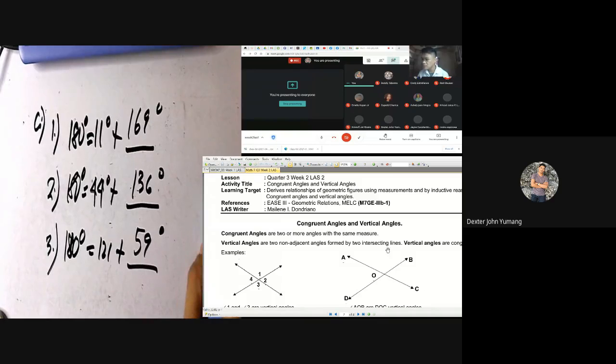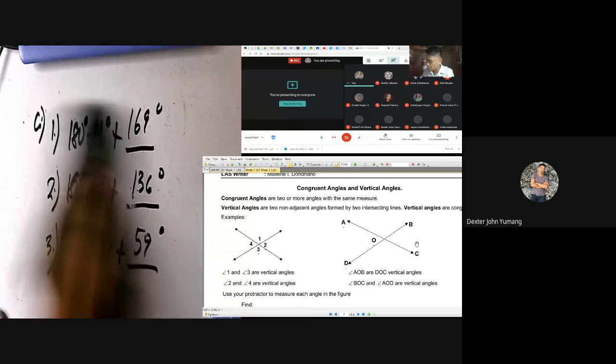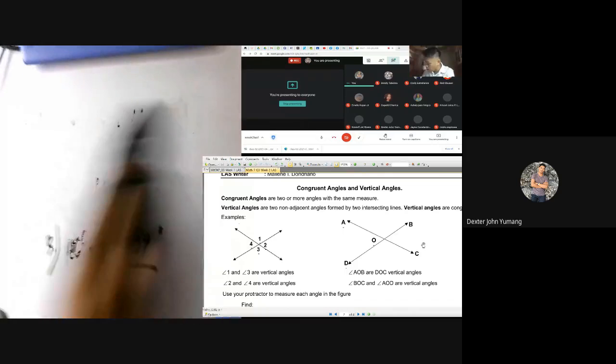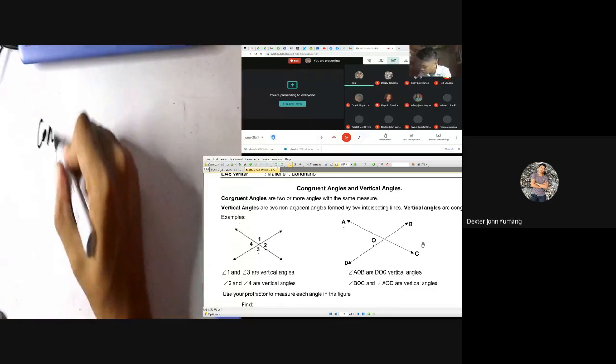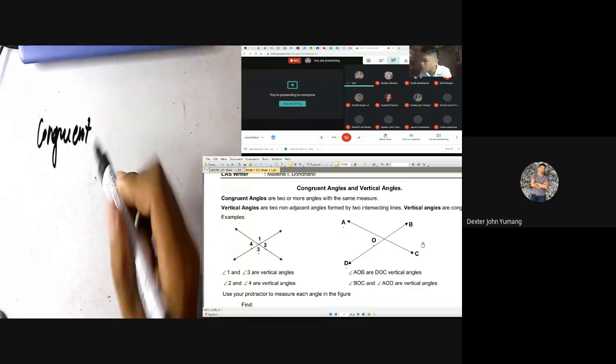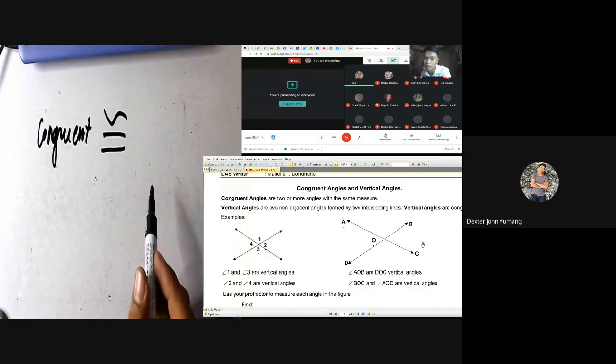As we begin with our lesson number 2, I would like you to get your copy of the lesson for week number 2 in Mathematics 7. Let's begin first with congruent angles and what vertical angles are all about. When you say congruent angles, they are all equal. Congruent means equal, in other words. The symbol for congruent looks like an equal sign with a wave on top, meaning equal.